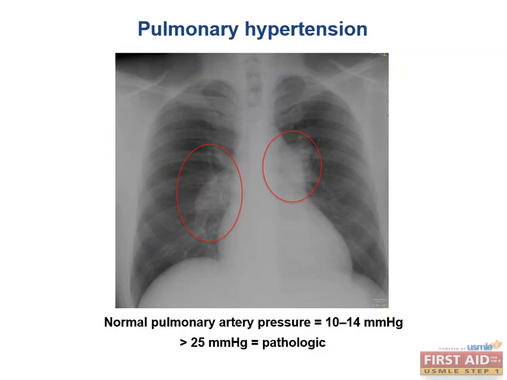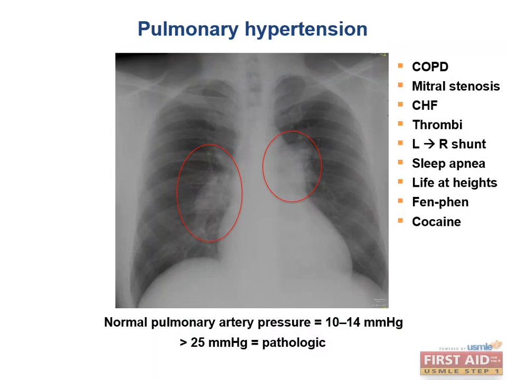Pulmonary hypertension is associated with a number of other conditions. These include COPD, mitral stenosis, CHF, recurrent thromboemboli, really anything that causes a left-to-right shunt, sleep apnea, living at high altitude, and certain drugs, such as the notorious fen-phen combination for weight loss, that are no longer available, and cocaine. Think for a moment about the underlying disease mechanisms and how each might contribute to the development of pulmonary hypertension. For example, what causes a left-to-right shunt, and what is the underlying pathophysiology?